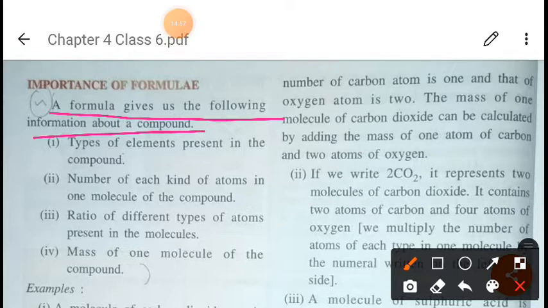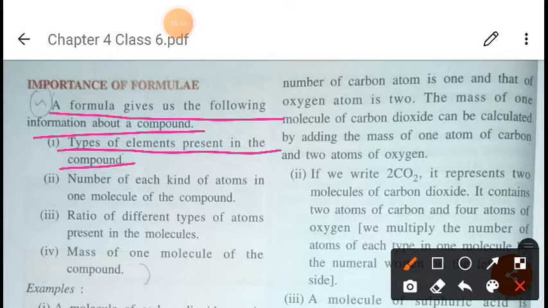What does the formula do? The formula is used to give some information regarding the compound. So what is that information? They give the type of elements present in the compound. First of all, which types of elements are there in that compound, we can understand from the formula.